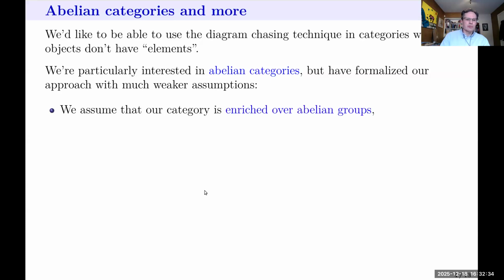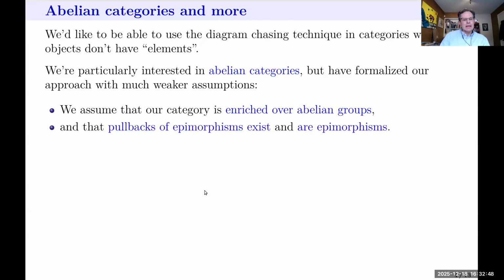We only need these two assumptions. So we're going to work in a category that's enriched over abelian groups, so that if we have parallel arrows, we can add them and subtract them, and that it distributes over composition. And we're going to assume that pullbacks of epimorphisms exist and are themselves epimorphisms. And that's all we're going to need.